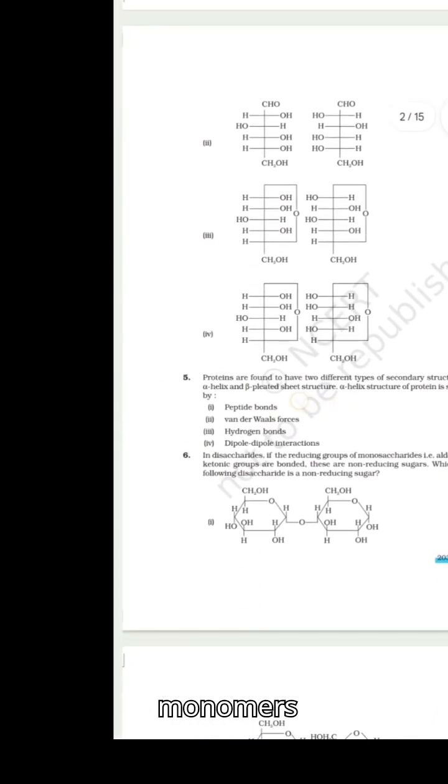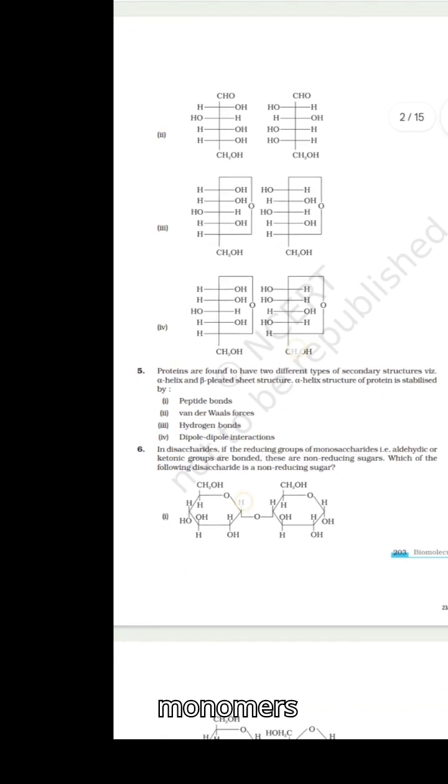And then another difficult question is the fifth one. Proteins are found to have two different types of secondary structures, alpha helices and beta pleated sheet structure. Alpha helical structure of a protein is stabilized by.